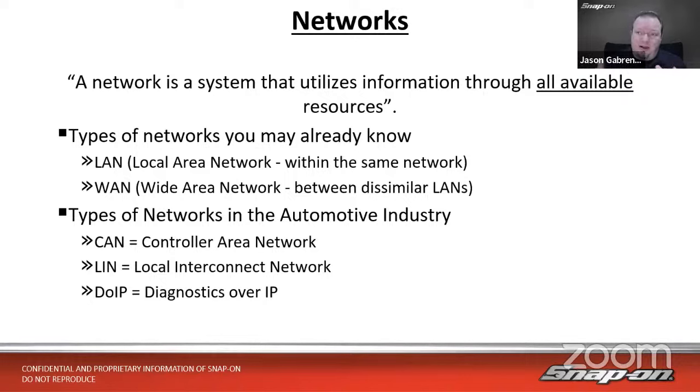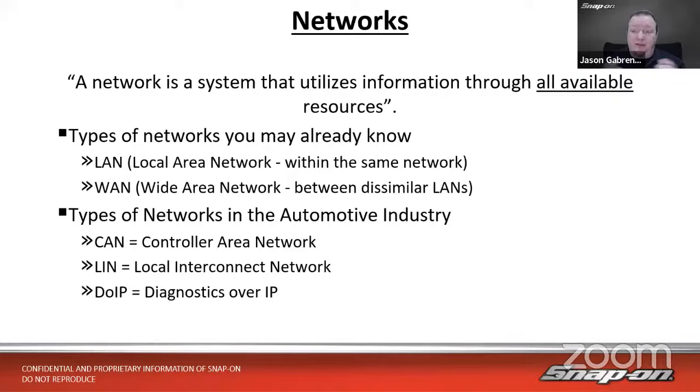Now, there are some types of networks out there that you may already be familiar with. We have the LAN, which is a local area network. That is a bunch of different computers hooked up to the same network. Think of the Wi-Fi or just the router in your shop. That would be a local area network. And then a WAN, which is a wide area network. It's multiple LANs connected together over a wide area. That would be a really convoluted way of describing the internet, because that's basically what it is. It's a bunch of smaller networks combined to make a larger network.